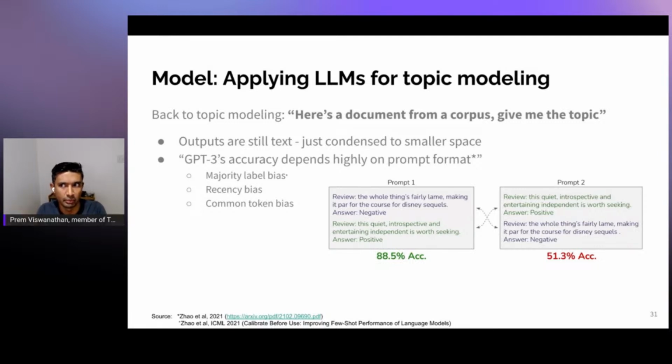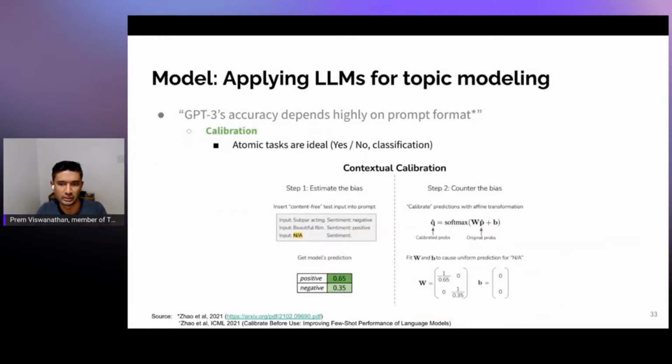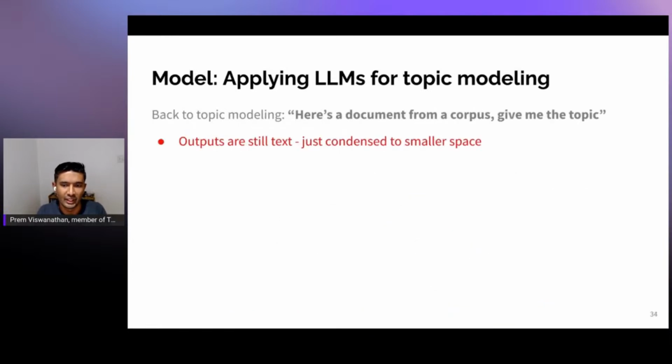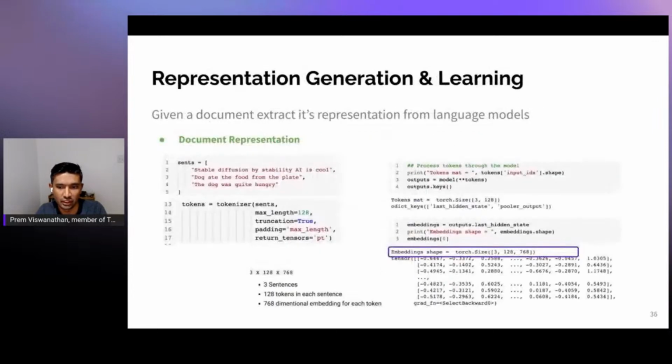So if the prompt-based approach is better, but to build an automated topic modeling pipeline, we cannot engineer prompts. It's just not a scalable activity. And if it's so sensitive to prompt engineering, then it's quite hard to build a robust topic model that organizes your data. If your output is text that is just condensed to a smaller space, that's not good enough. What we really need is some sort of data representation of the document.